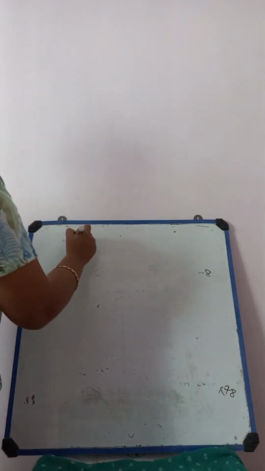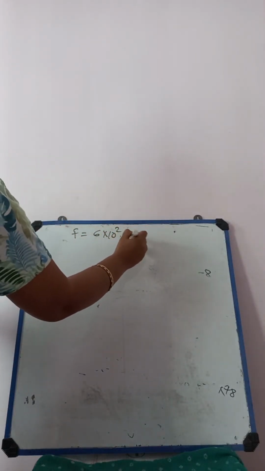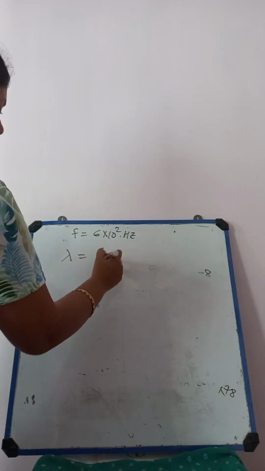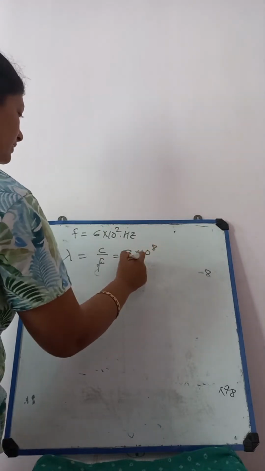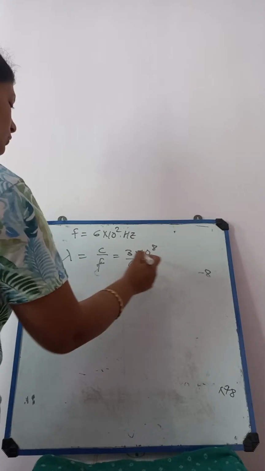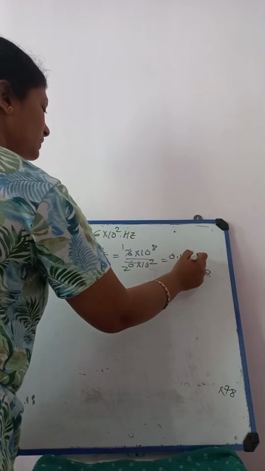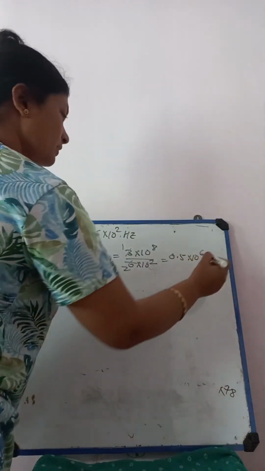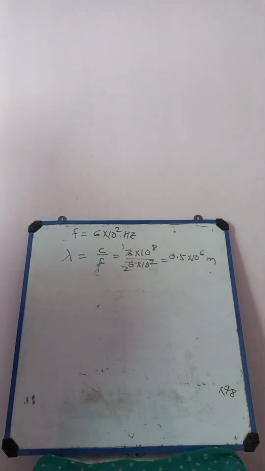Here the frequency f is given as 6 into 10 raised to 2 hertz. They are asking for lambda. Lambda is equal to c by f, so 3 into 10 raised to 8 divided by 6 into 10 raised to 2. 3 ones are 3, 3 twos are 6, so 0.5 into 10 raised to 6 meter. This is your lambda.